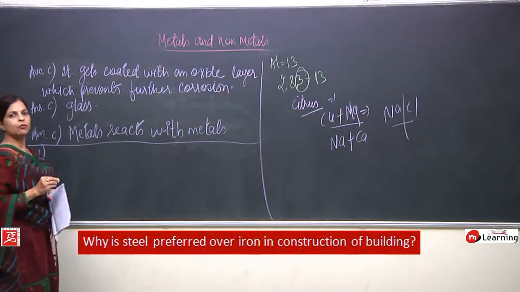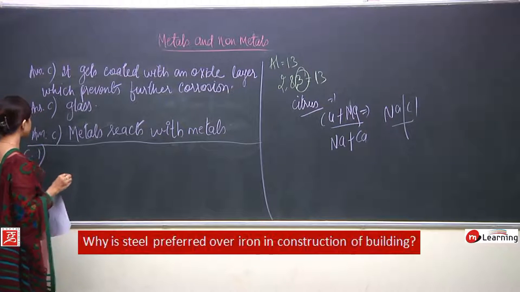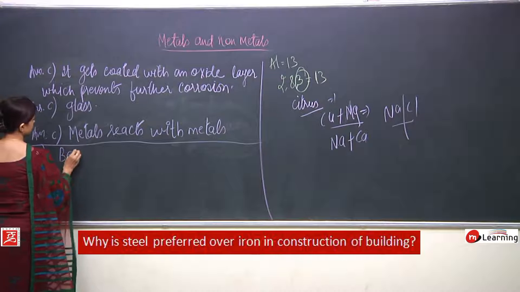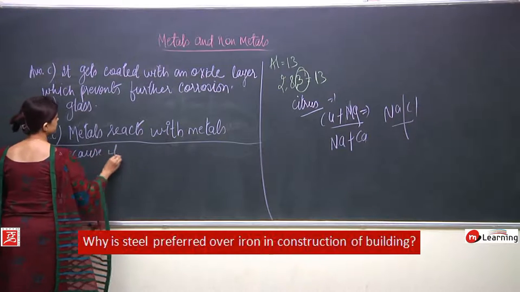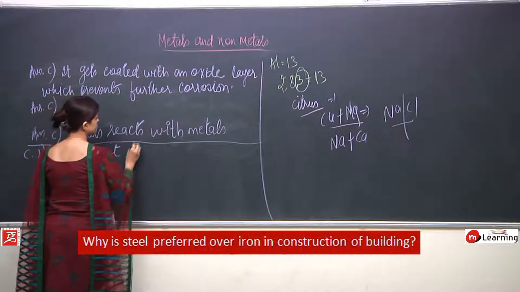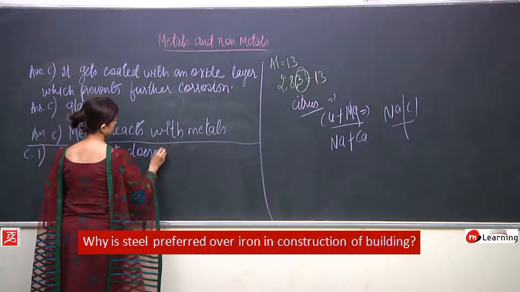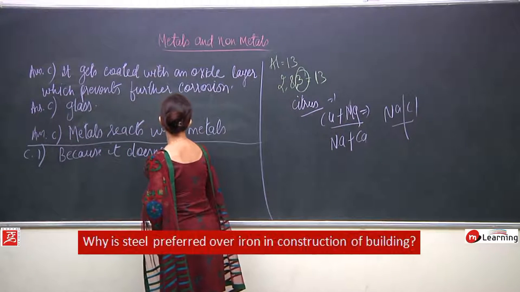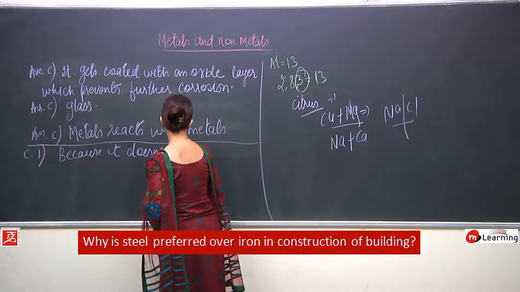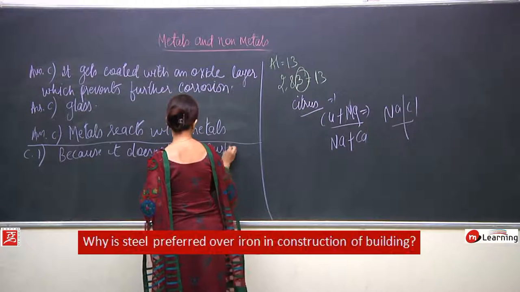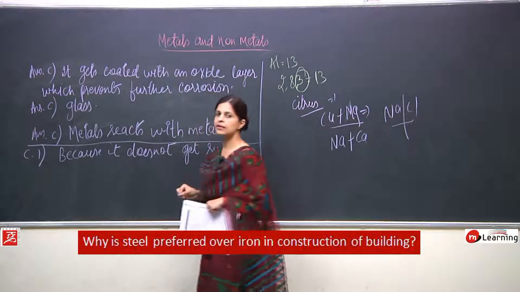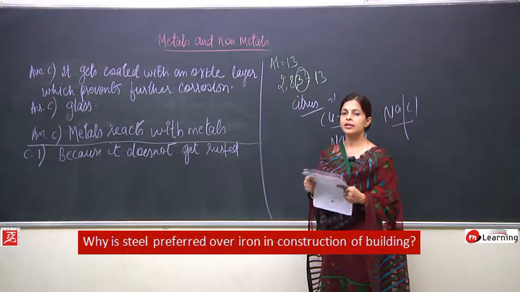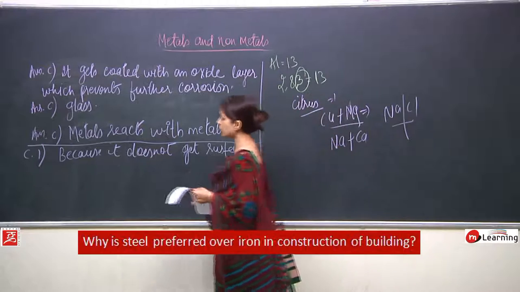So what is the reason why we use it? Because it does not corrode or does not get rusted. Okay, does not get rusted or does not corrode. That means it is stronger. It is an alloy, that also we have to write.